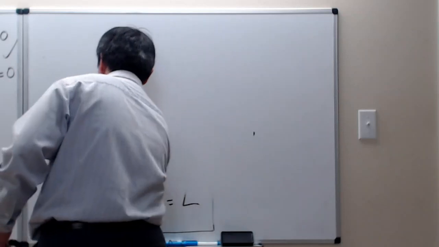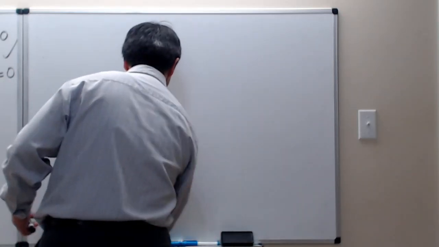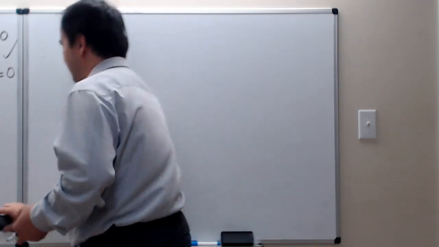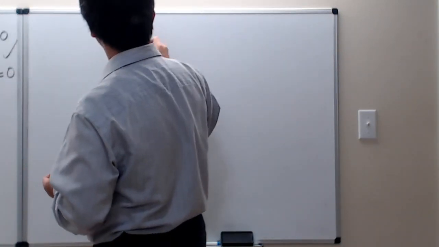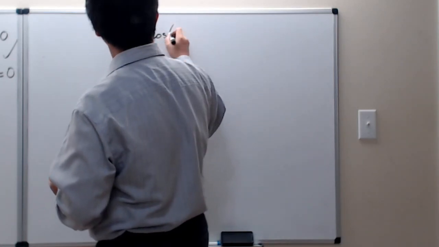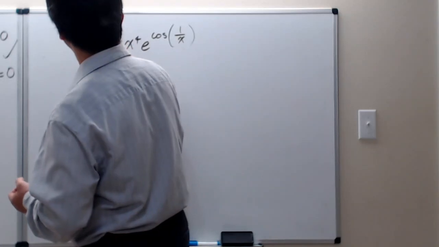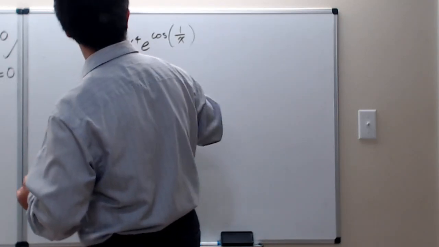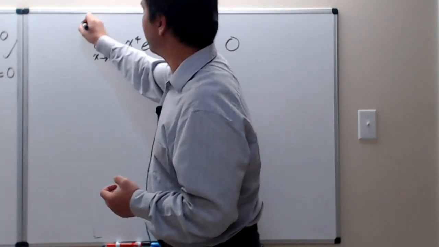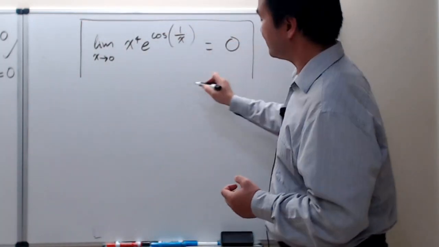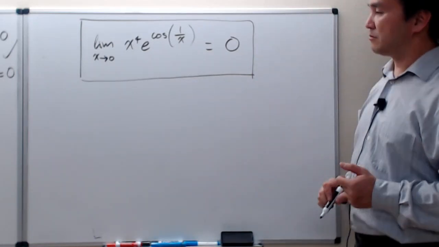for the entire problem, x to the 4th times e to the cosine of 1 over x, this function will now have limit equals 0. Okay? And that is how we finish with our problem.